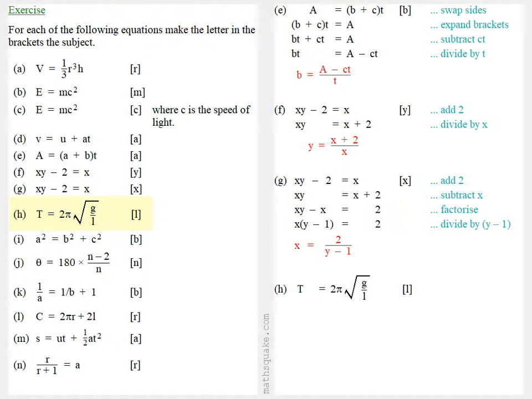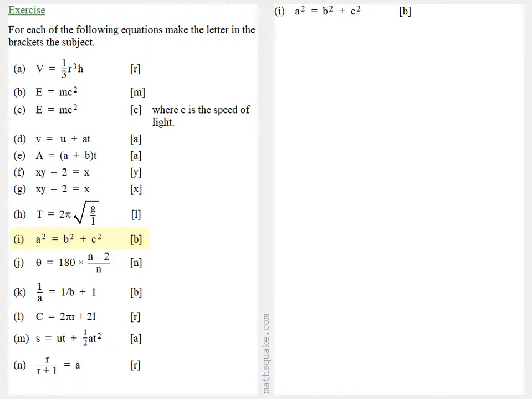Now in question H, we're asked to make L the subject of t equals 2 pi times the square root of g over L. Well, the first thing to do is get rid of the square root sign. So square both sides, and that gives us t squared equals 4 pi squared times g over L. Now if we multiply both sides by L, on the left-hand side we have t squared L, and on the right-hand side the L's cancel out to leave 4 pi squared g. Finally, if we divide by t squared, we end up with L equals 4 pi squared g over t squared.